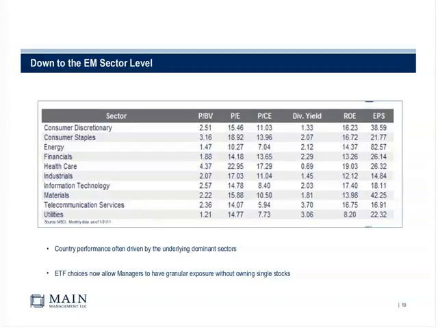And if we take two things, for instance, look at energy. At energy you've got it at 1.5 times price to book. To give you a reference point, if you look at the U.S., price to book is 2.3 times. So in the emerging markets, it's cheaper. On a PE basis, it's 10 times, where the S&P trades at 16 times.